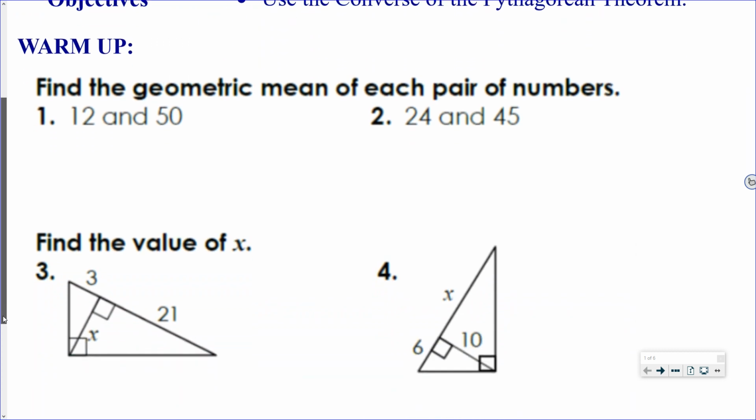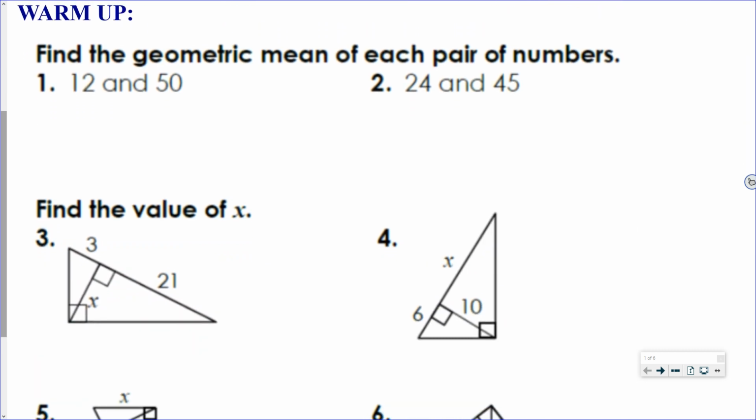Some of us forgot what we learned before spring break, so let me refresh your memory. Arithmetic mean is a fancy way of saying find the average, so you add the numbers together and divide by how many numbers there are. Geometric mean is the square root of the product of the numbers.